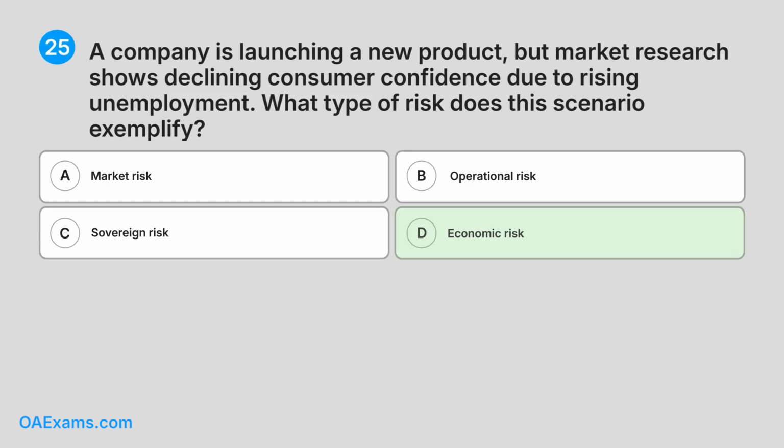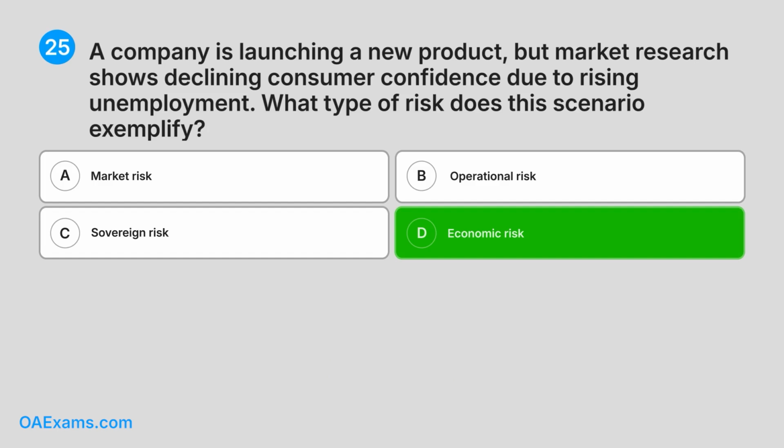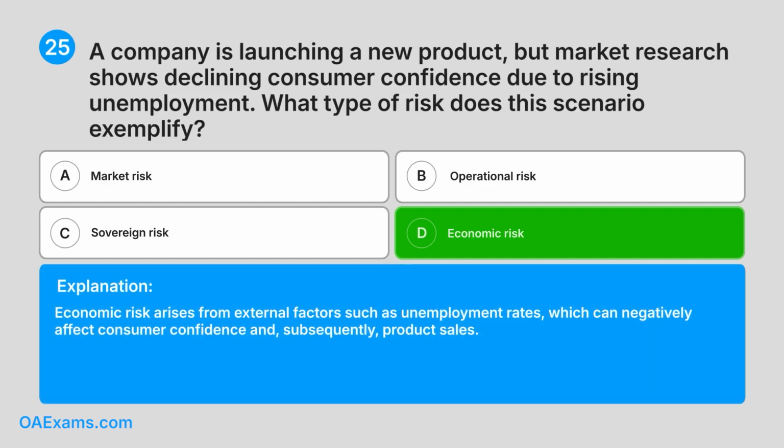Correct answer. D. Economic risk. Explanation. Economic risk arises from external factors such as unemployment rates, which can negatively affect consumer confidence and, subsequently, product sales.